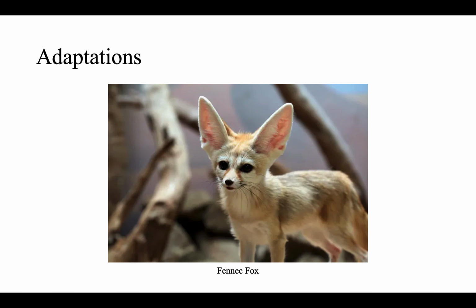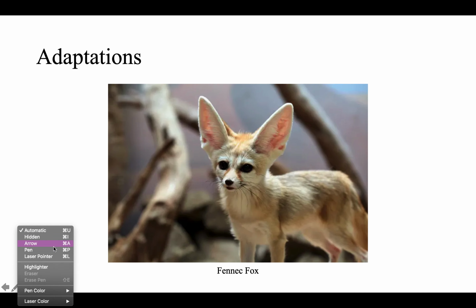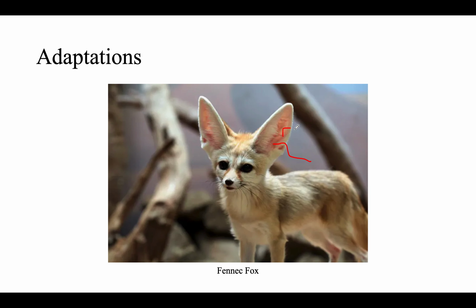So another good example is this cute little fennec fox. It's a desert species. You can see it has these big ears and they're pretty cute. These ears are adaptations and they help the fox twofold. They help it hear, which obviously helps it stay away from predators, but also in the desert heat, they act like radiators. So there's heat coming out of these ears, and it helps it regulate its body temperature, which is pretty neat.